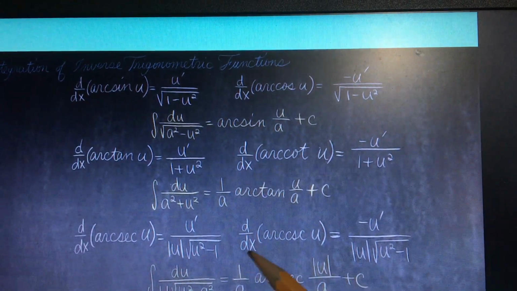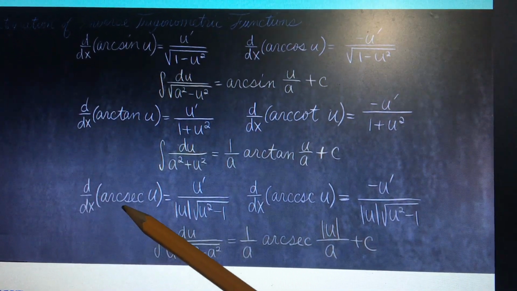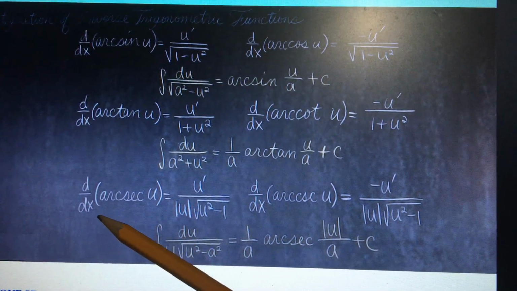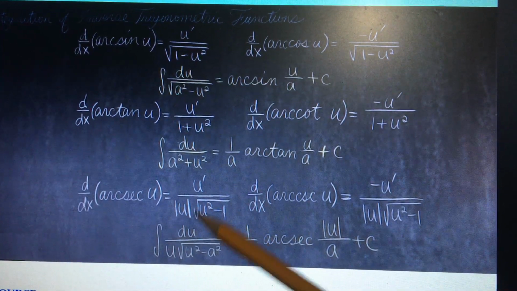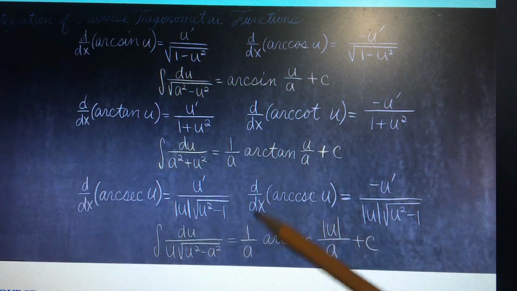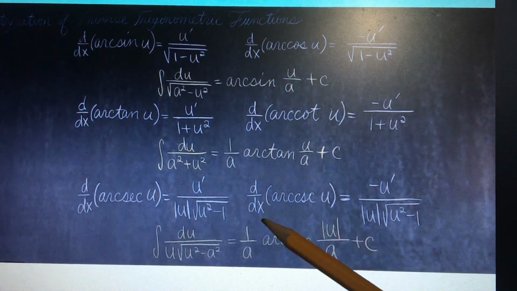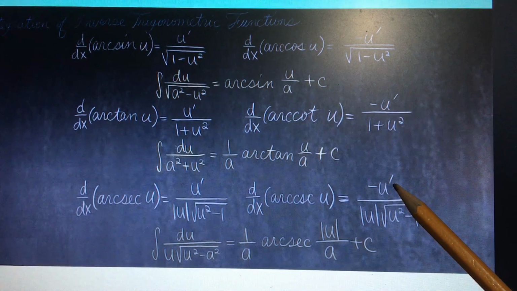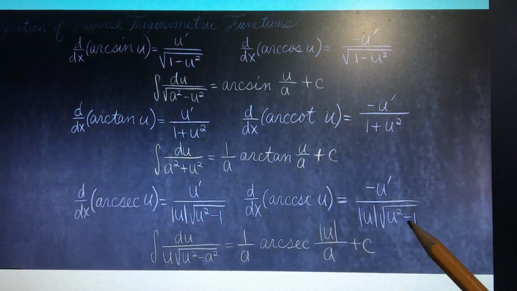And similarly for our secant, the derivative of arc secant u or inverse secant u with respect to x is equal to u prime divided by the absolute value of u times the square root of u squared minus 1. And the other one is the derivative of arc cosecant u with respect to x, or inverse cosecant u with respect to x, equal to negative u prime divided by the absolute value of u times the square root of u squared minus 1.